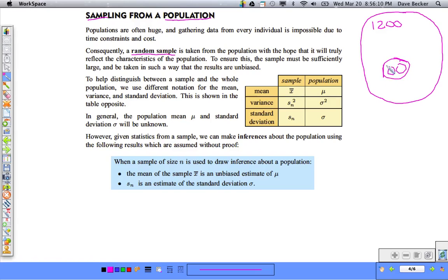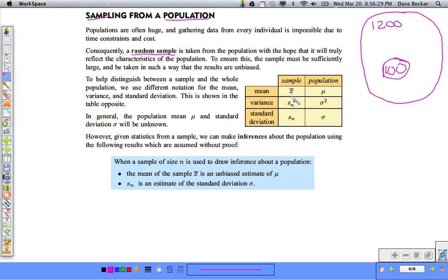And that is what you base the results of the survey on. You base it on a sample. Okay, so we have a sample and we have a population.